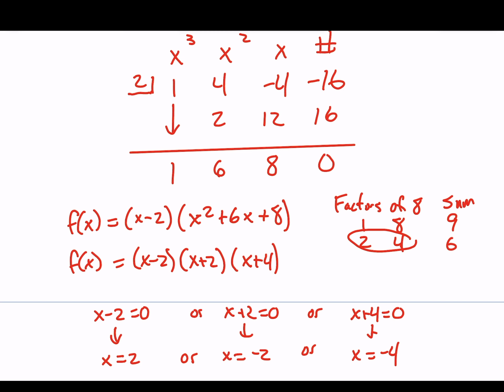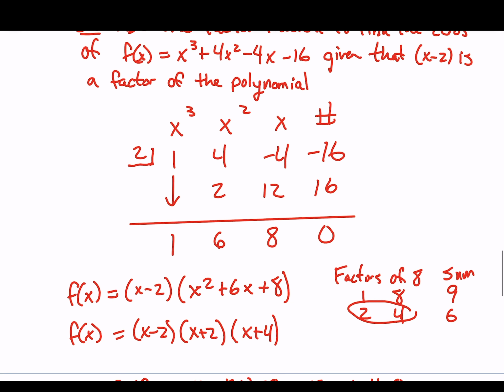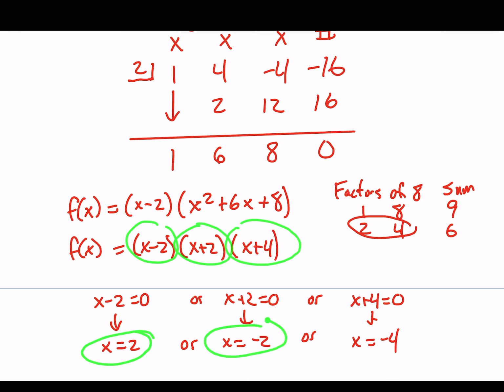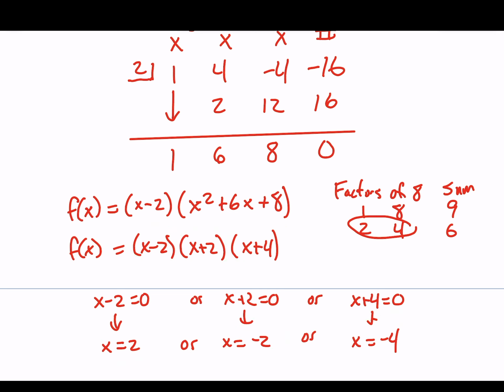Okay, so we knew at the very beginning that x minus 2 was a factor, and we found out that our factors for the entire function are x minus 2, x plus 2, and x plus 4, and that our zeros were x equals 2, x equals negative 2, and x equals negative 4. Let's try another example.